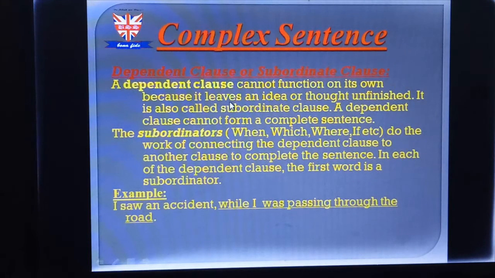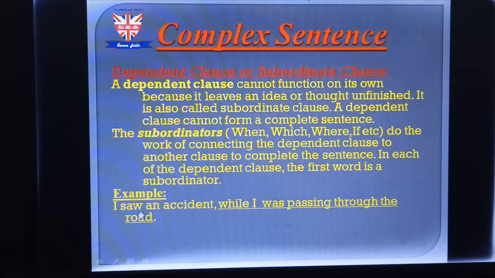And a dependent clause cannot function on its own because it leaves an idea or thought unfinished. It is also called a subordinate clause. A dependent clause cannot form a complete sentence. On the other hand, we can say that a dependent clause means an unfinished clause. It depends on something more, as if some part of the sentence is left. So how can we identify a dependent clause? From the subordinators: when, which, while, where, if. All these are subordinators. If you see a subordinator at the beginning of the clause, that will be a dependent clause.